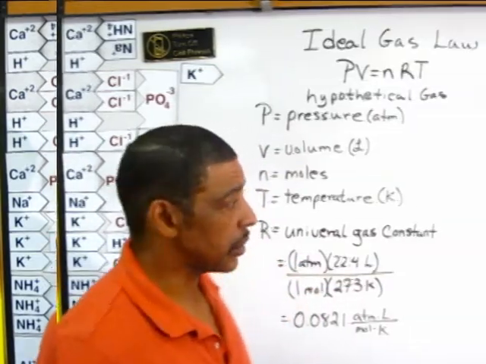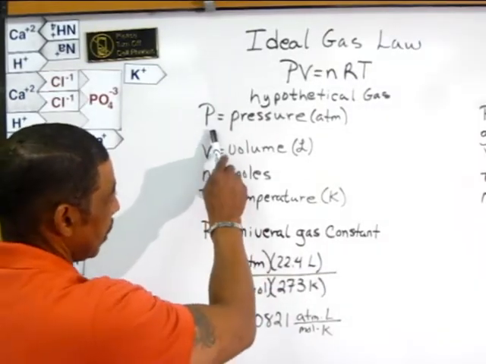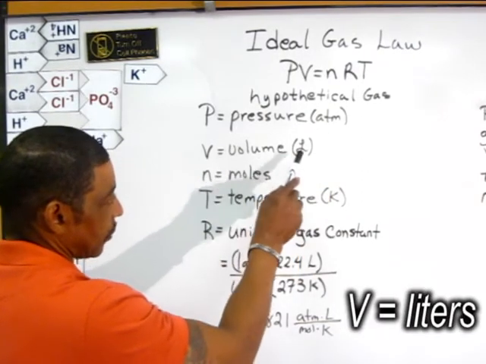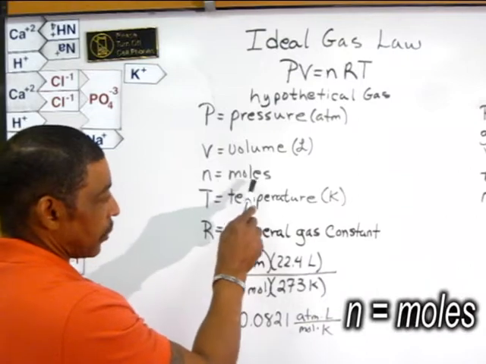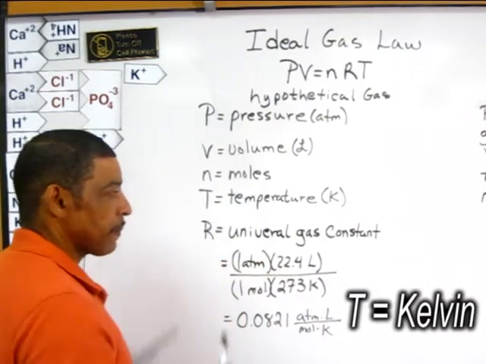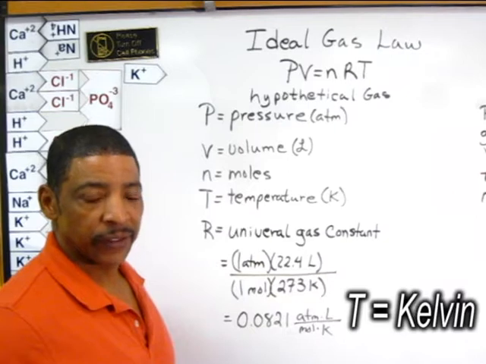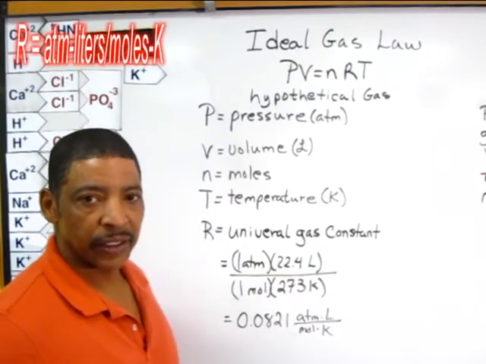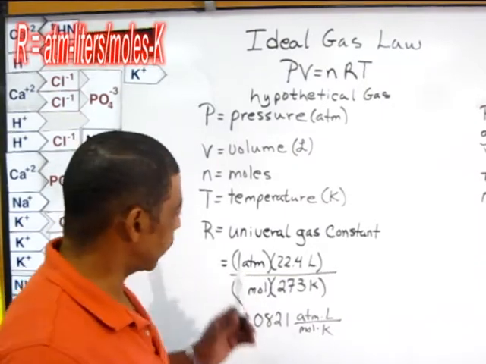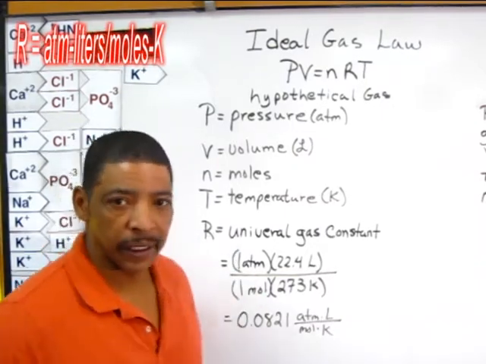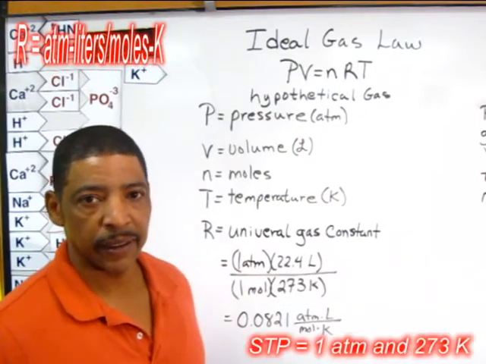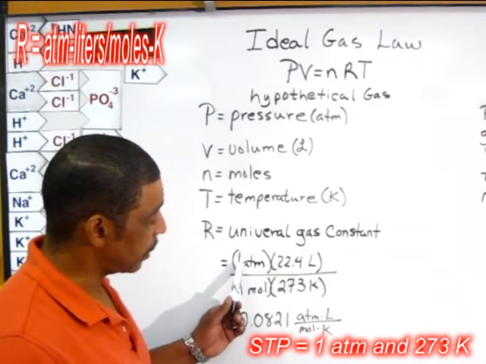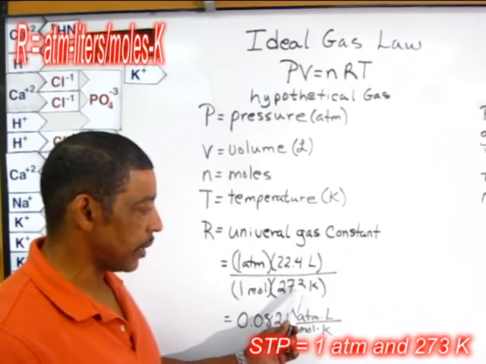When using the equation, the pressure is given in units of atmospheres. The volume must be in units of liters. N represents moles. The T must be in degrees Kelvin, and R, which is the universal gas constant, is calculated as follows. The universal gas constant R is calculated based on STP conditions, where at STP the pressure is 1 atmosphere and the temperature is 273 K.